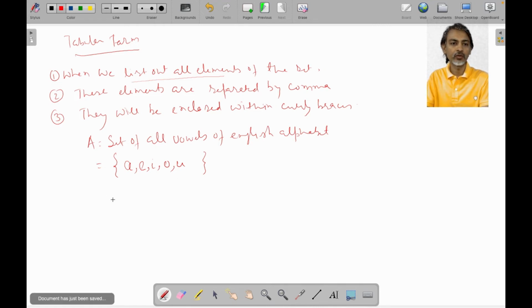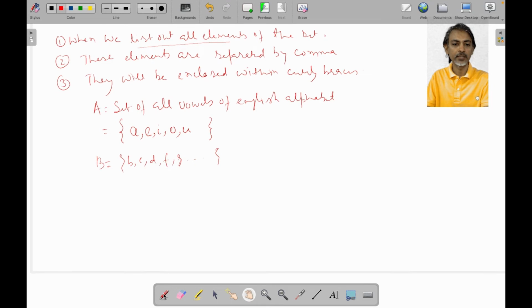Same way, if we have to list out all the consonants, we will write b, c, d, f, g, and so on and so forth. We will have to write all the elements and include them within the curly braces. So this is what is called a tabular form. Now let's understand what is my set builder form. Even before that, there are a few things to be noted over here.